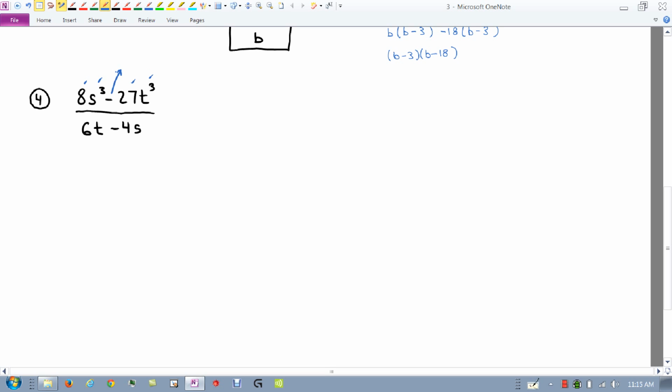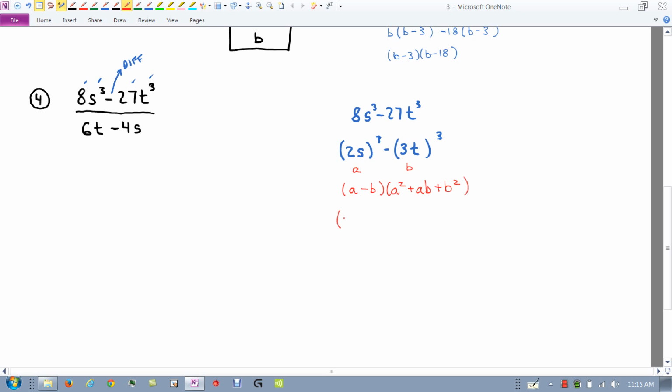So it looks like I have a difference, right? A difference of cubes. So let me go ahead and try and rewrite 8s cubed minus 27t cubed as something cubed minus something cubed. So I should have a 2 cubed to get 8, an s, then cube it to get s cubed. A 3 cubed gives me 27, then a t cubed will give me t cubed. So in my formula for difference of cubes, that's my a, that's my b. This turns into a minus b times a squared plus ab plus b squared.